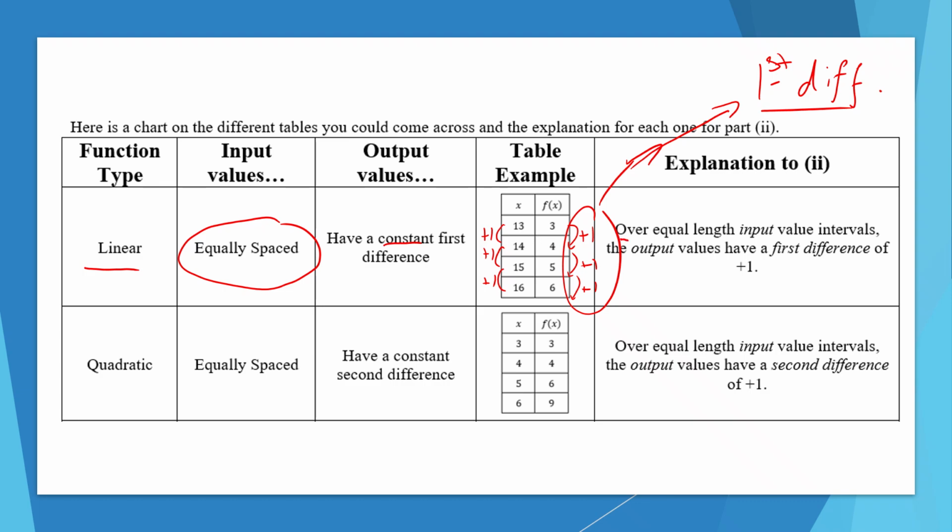So our explanation is over equal length input value intervals. So you need to talk about your x and your y values. Your output values, so your y values, have a first difference of +1. So there, you talked about your x values. That's the first thing I'm looking for. Then you talked about your y values. That's the second thing. And then you said they had a first difference, so that's talking about your y values. And then you also referenced the table specifically and showed how you looked at the actual numbers versus just memorizing a random cookie cutter answer by giving that +1. So showing that you actually found that first difference and it was +1.